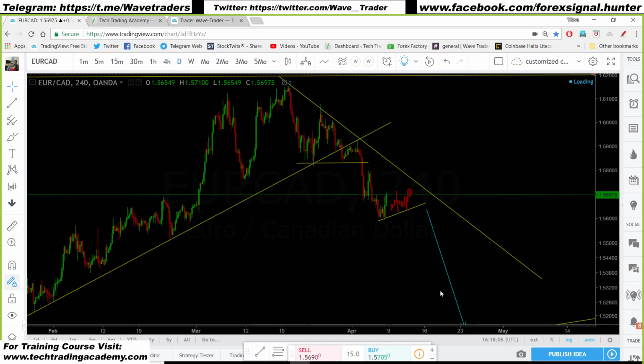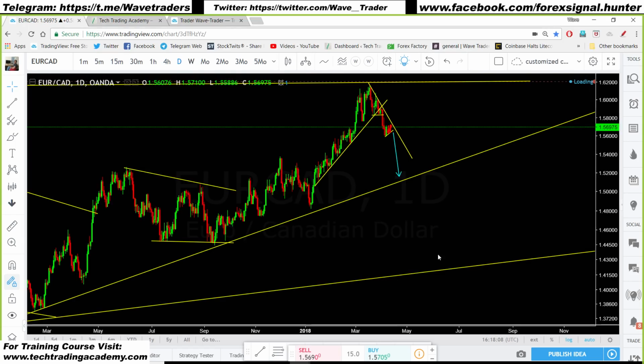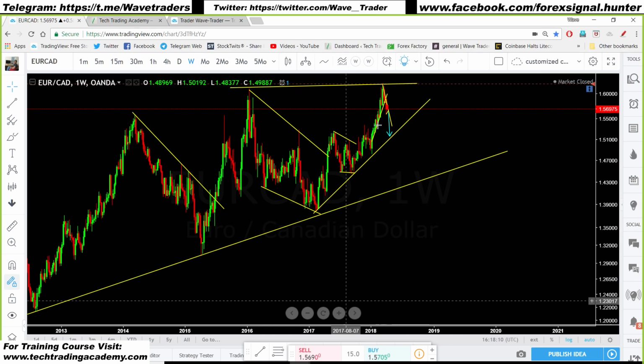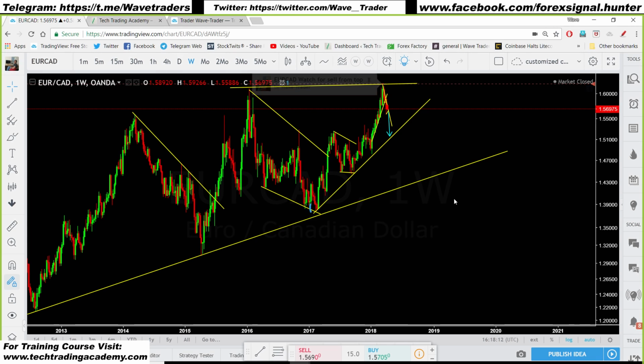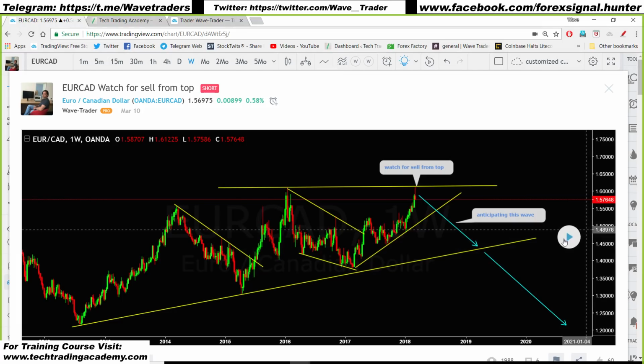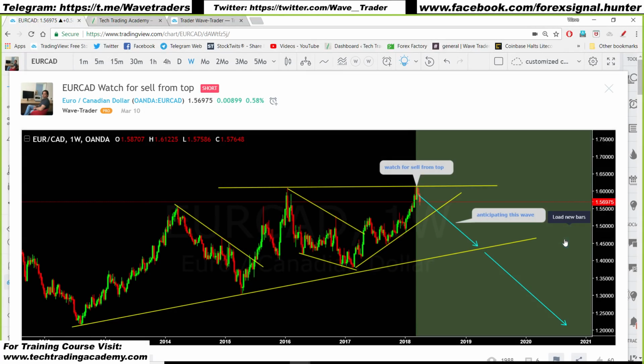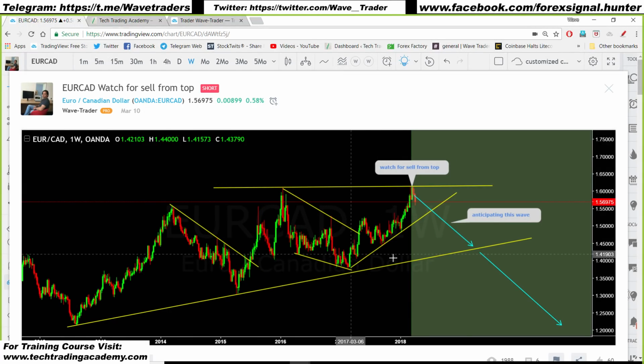So if you guys remember, we were looking for the Euro CAD to reverse from that high. It was testing the weekly high, got a strong rejection, tested a couple of times, so huge potential is there on the Euro CAD.